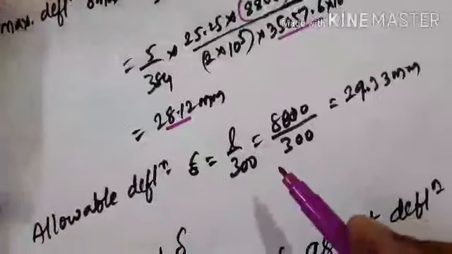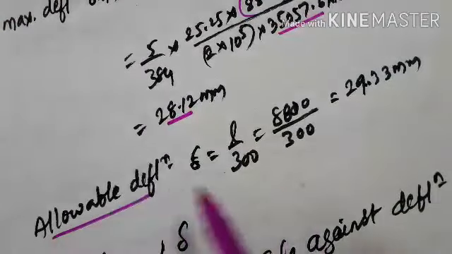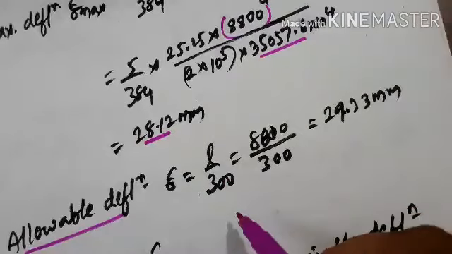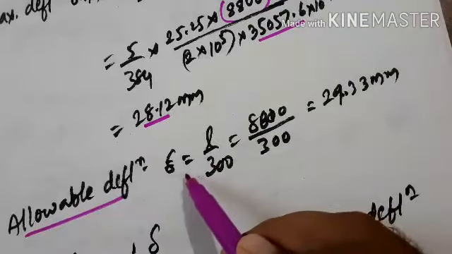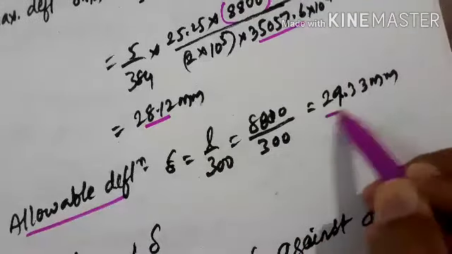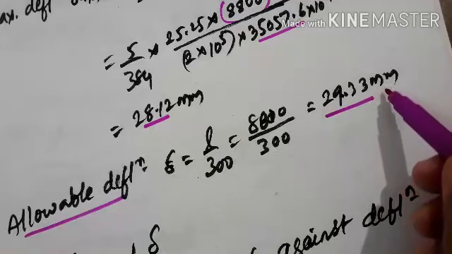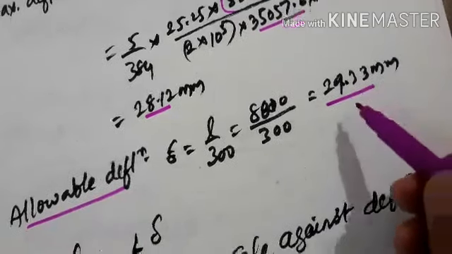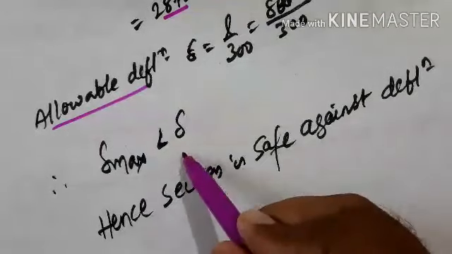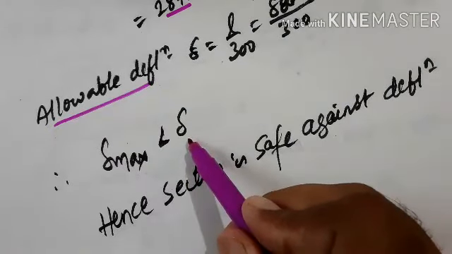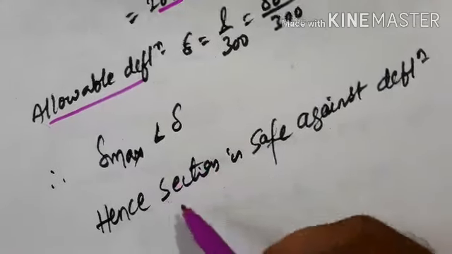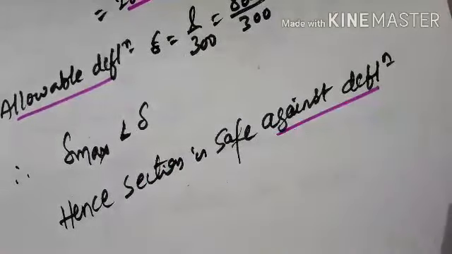Then the permissible deflection, that is allowable deflection, for a simply supported beam carrying UDL will be L by 300 as per the code. Delta equal to L by 300, 8800 divided by 300, we get 29.33 millimeter. So when we compare this permissible deflection with the actual deflection, delta max will be lesser than the delta that is actually acting. Hence the section is safe against the deflection.